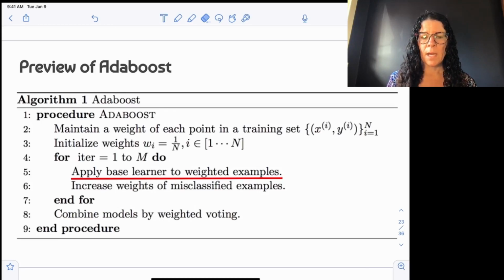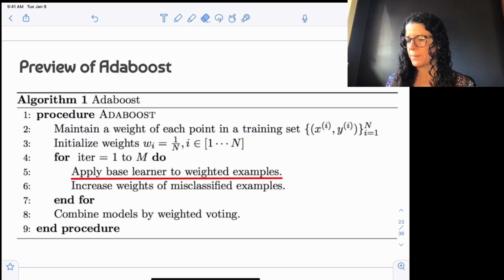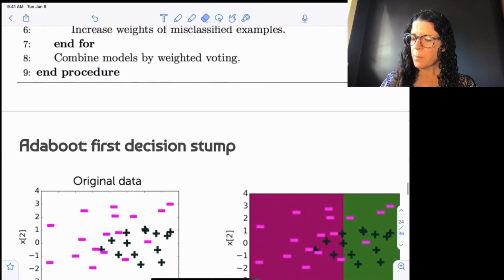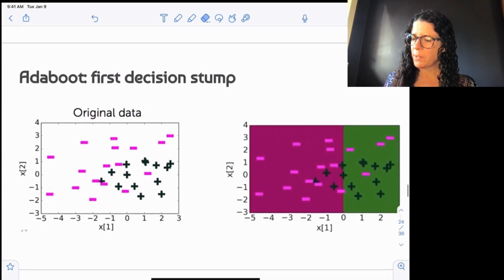And finally, we combine all of these base models, these trees maybe, by weighted voting. So we also have to define how we weight each one of these trees. We're going to talk about that as well. Before we talk about that, let me show you some beautiful pictures I found online on how to explain this.